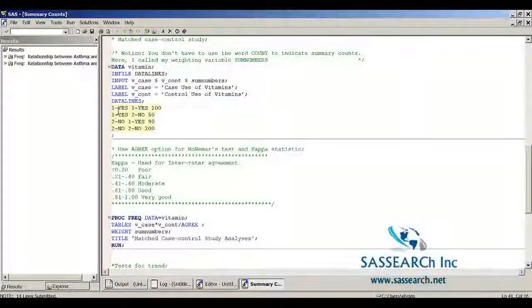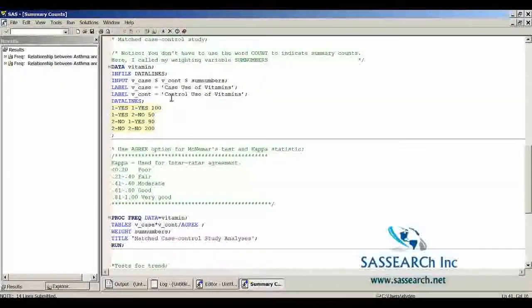So for this first observation, we have 100 pairs of subjects where the case used vitamins and the control used vitamins. We have 50 pairs of subjects where the case used vitamins but the control did not use vitamins. We had 90 pairs of subjects where the case did not use vitamins but the controls used vitamins, and 200 pairs of subjects where neither the case nor the control used vitamins.